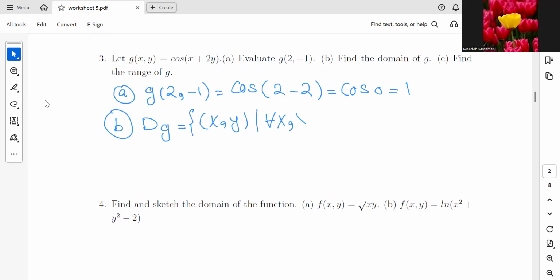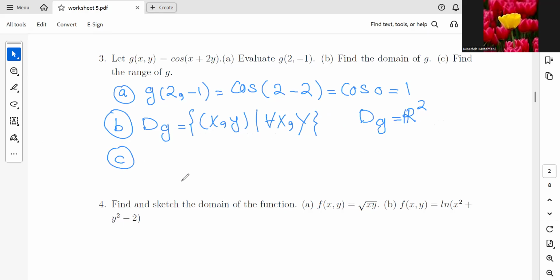So if you don't remember what this is, this flipped A means for all. Or you can write it as domain of G is just R squared. Because for X, we have the domain of R and for Y as well. So both of them will make R squared.